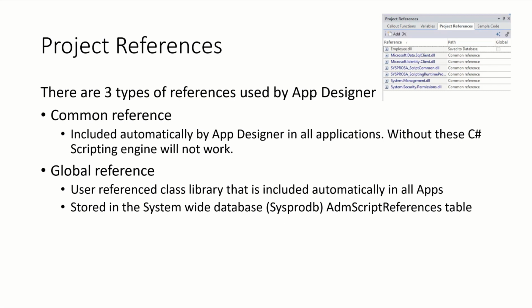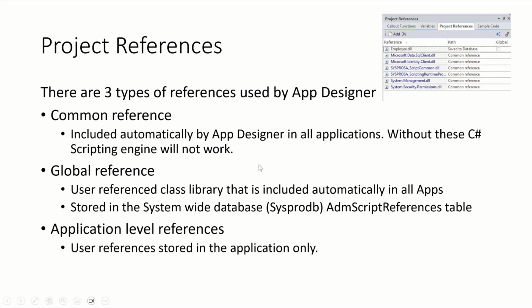And when they are flagged as global references, the code is actually stored in Syspro DB in a table called ADM script references. And then finally, you've got application level references, where you may decide to say, well, I don't actually want a global reference, or I actually want to be able to link directly to a DLL from this particular app. So there's a variety of ways in which you can do it.